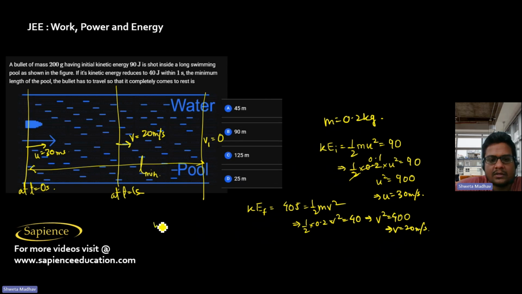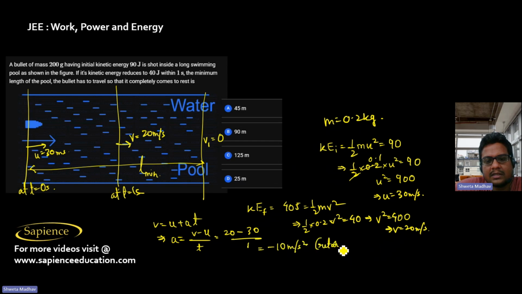So we know that v equal to u plus at. Therefore acceleration will be v minus u by t. So v is 20 minus u, that is 30, by t, that is 1. So it means it is minus 10 meter per second square. So it is the uniform retardation that is being caused by the swimming pool. So acceleration is this. Therefore, what should be the length of the pool?